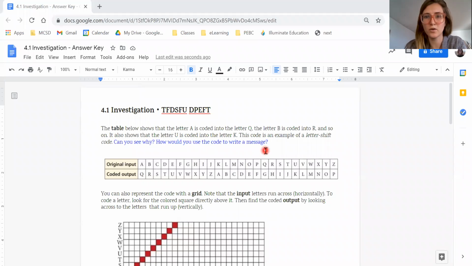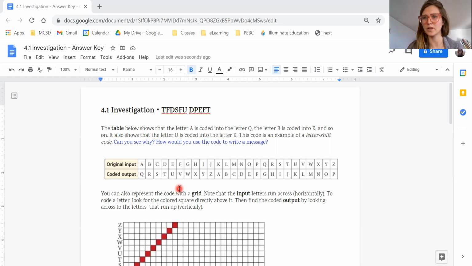Hey guys, I'm going to go through the 4.1 investigation, which is all about secret codes. Some of you commented that this is math class, not spelling class, so I sense that there was some frustration with this assignment. And so I want to just explain the purpose of this. So we're looking at functions right now. These are things that take something and then transform it into something else.